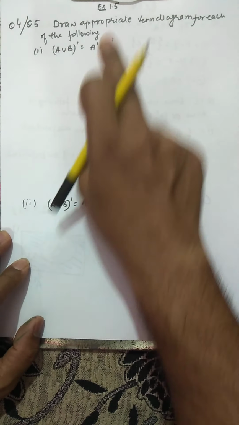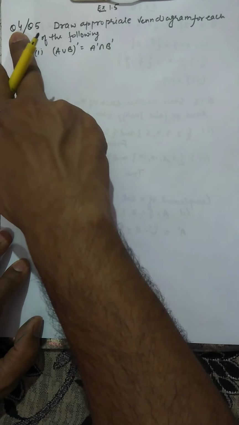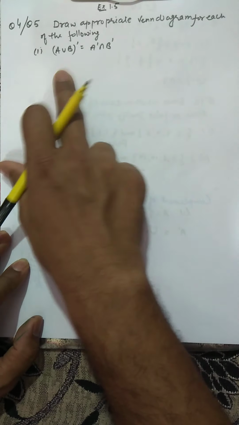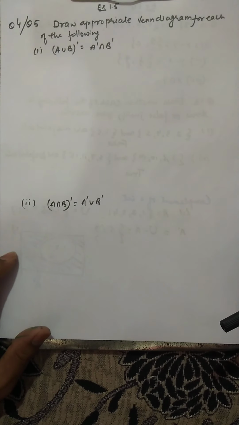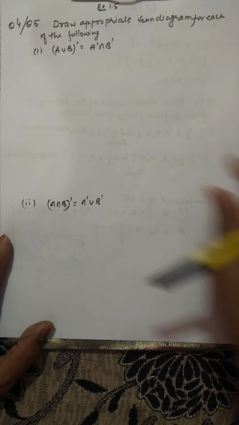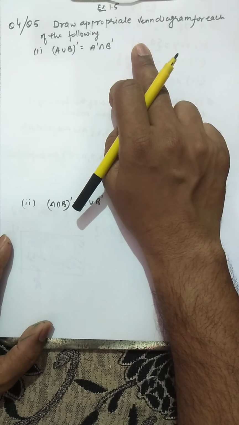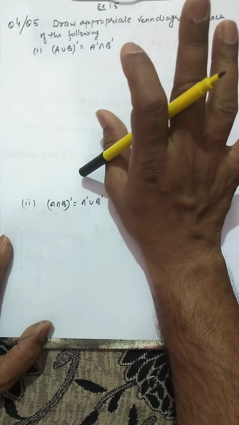Now this is exercise 1.5, question number 4. Actually this is the same type of question, but there are some sets given in roster form. So you try question number 4 yourself. Now in question number 5, I am solving or verifying it with the help of a Venn diagram.